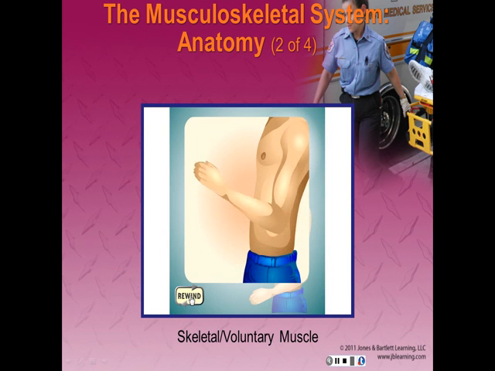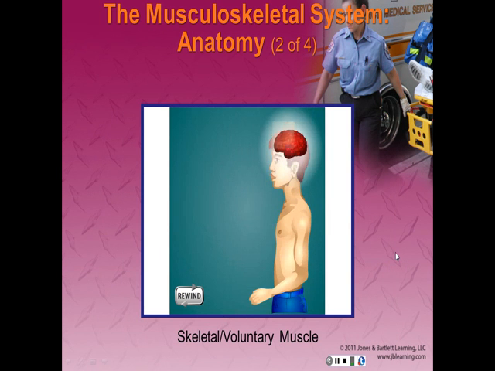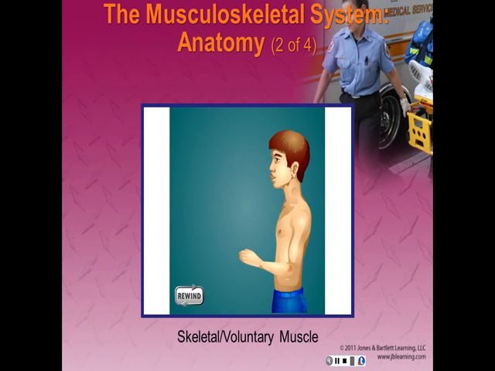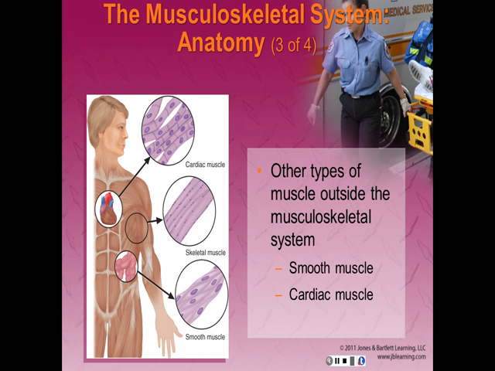You can see this is an example of voluntary muscle movement controlled by the brain. A signal is sent that makes you move your arm. Other types of muscle outside of the musculoskeletal system include smooth muscle and cardiac muscle. You can see examples of the three types of muscles here.